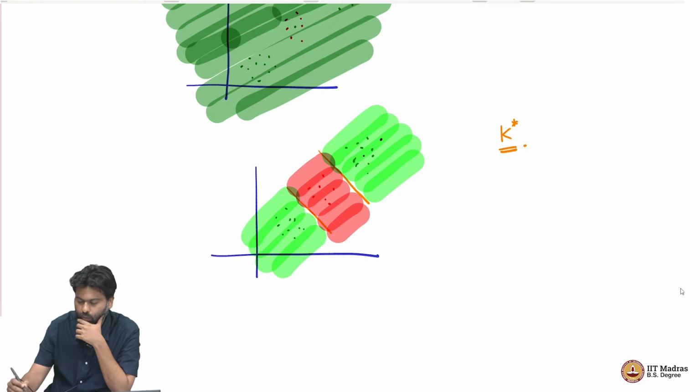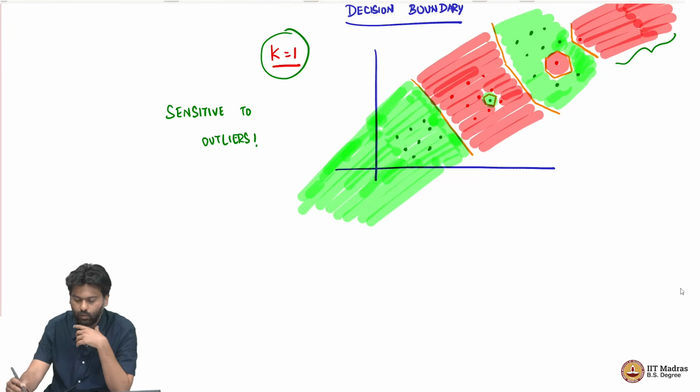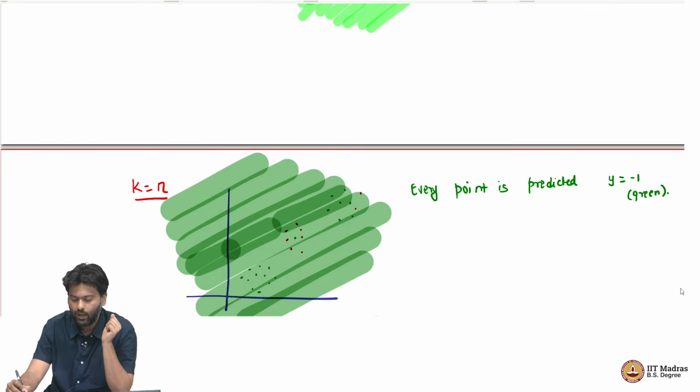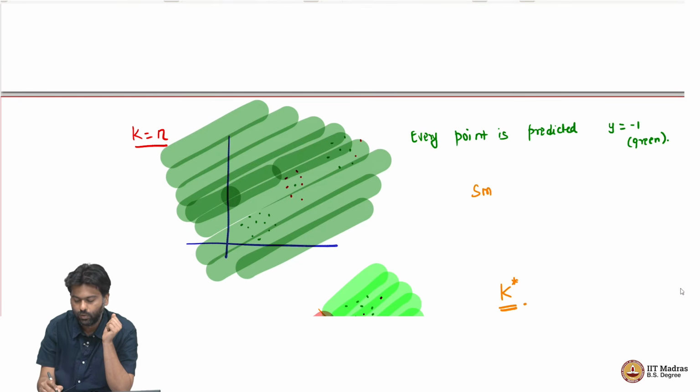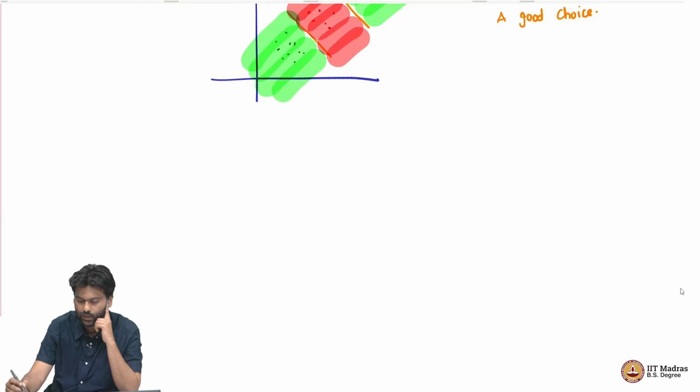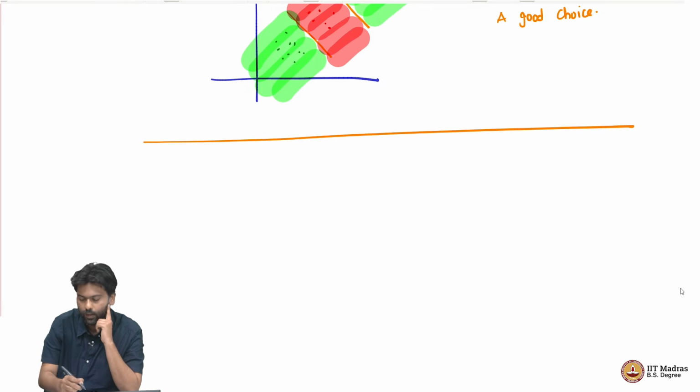On one side it is too rugged, so you have all these holes. On the other side you have too smooth, that is the problem with k equals n. But k star is a good choice. But how do we choose this? Well, let's talk a bit about how to choose k.